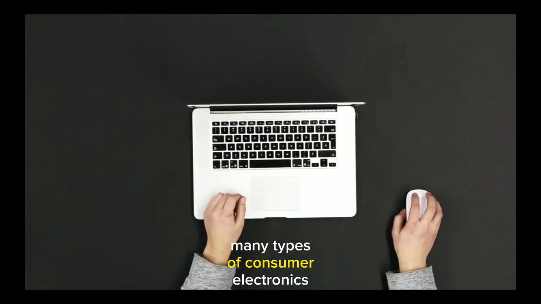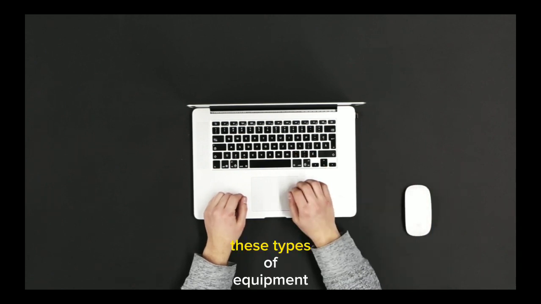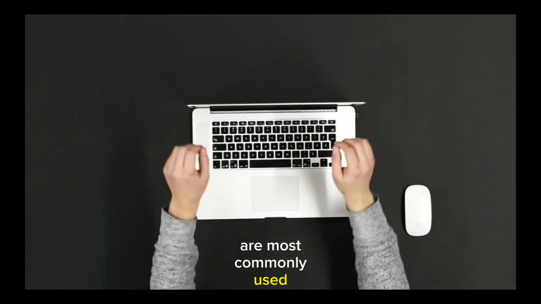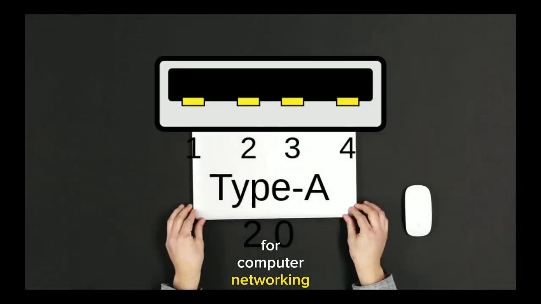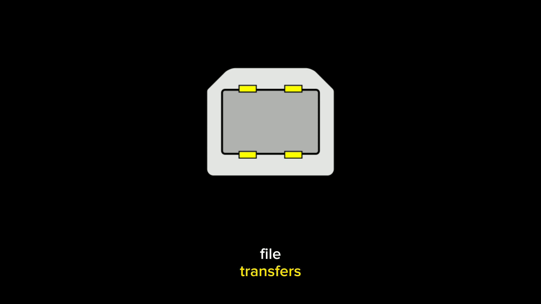Many types of consumer electronics support USB interfaces. These types of equipment are most commonly used for computer networking: USB network adapters, USB broadband and cellular modems for internet access, and USB printers to be shared on a home network. For computer-to-computer file transfers without a network, USB drives are also sometimes used to copy files between devices.